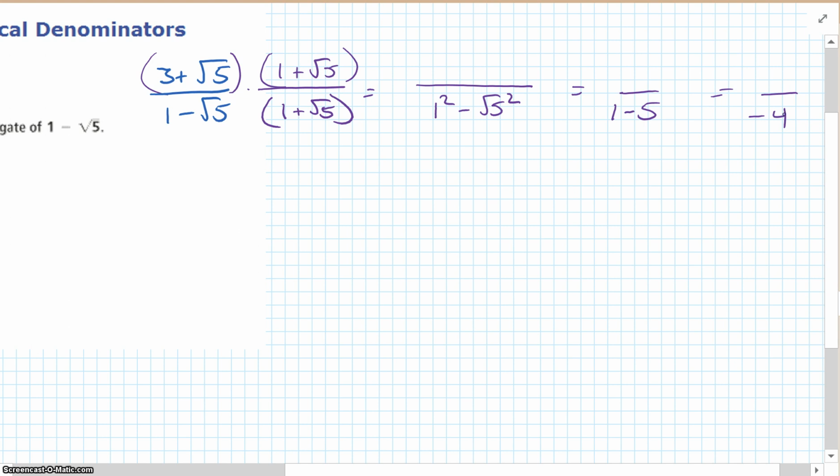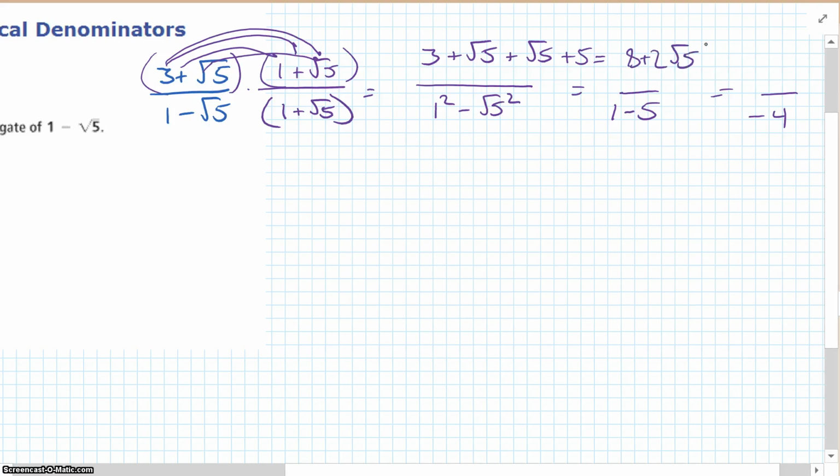So we know we have a negative 4 on the bottom. Now, we just got to FOIL the top. Okay? What's 3 times 1? 3. 3 times square root of 5, 3 square root of 5. Plus, what's the square root of 5 times 1? Square root of 5. What's the square root of 5 times square root of 5? That'd be 5. So that's going to simplify to 8 plus 2 square root of 5.